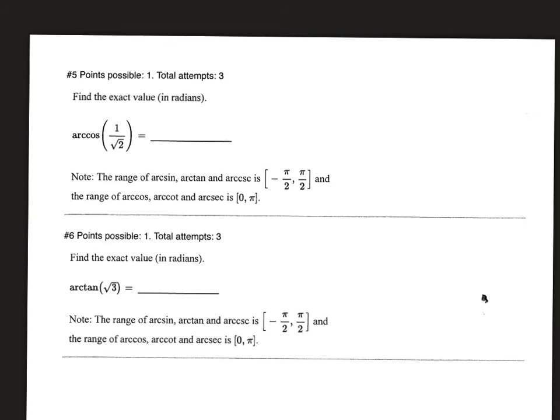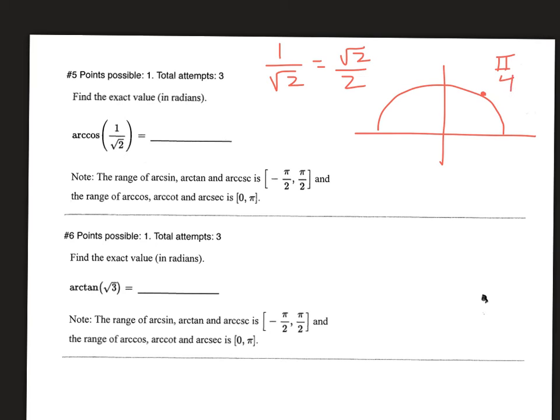We want arc cosine of 1 over square root 2. Because it is arc cosine, we've got range of 0 to pi. And 1 over square root 2 is the same as square root 2 over 2. Square root 2 over 2 is just the rationalized version of 1 over square root 2. Okay, we want the angle that's got an x value of 1 over square root 2 or square root 2 over 2. Well, that is pi over 4. And so our answer here is pi over 4 because cosine of pi over 4 is equal to 1 over square root 2.